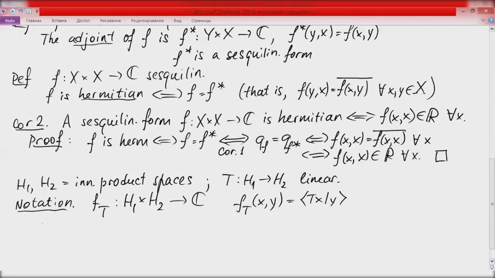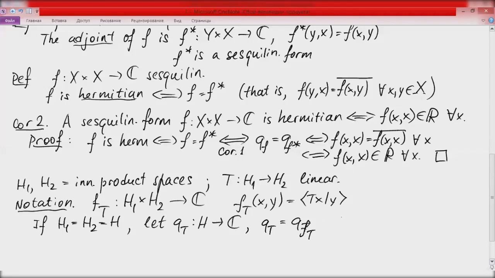And in the special case where H1 equals H2, we can introduce the respective quadratic form Qt on H. So this is just the quadratic form associated to Ft. That is, Qt of x equals the inner product of Tx and x. So this is the respective complex quadratic form.